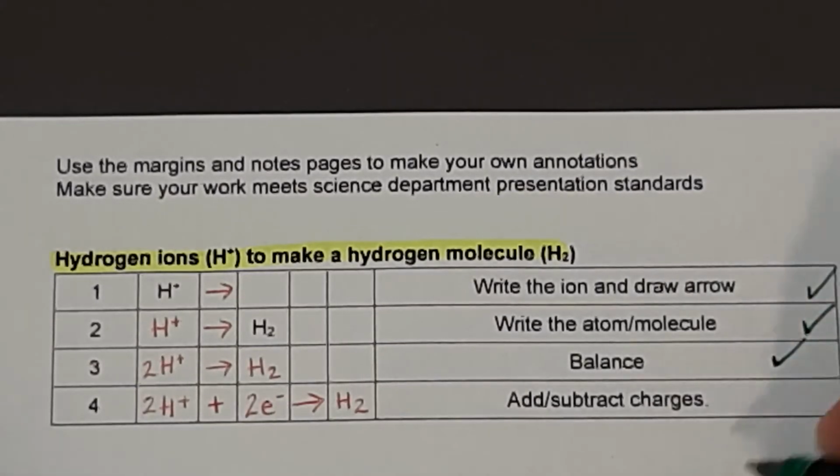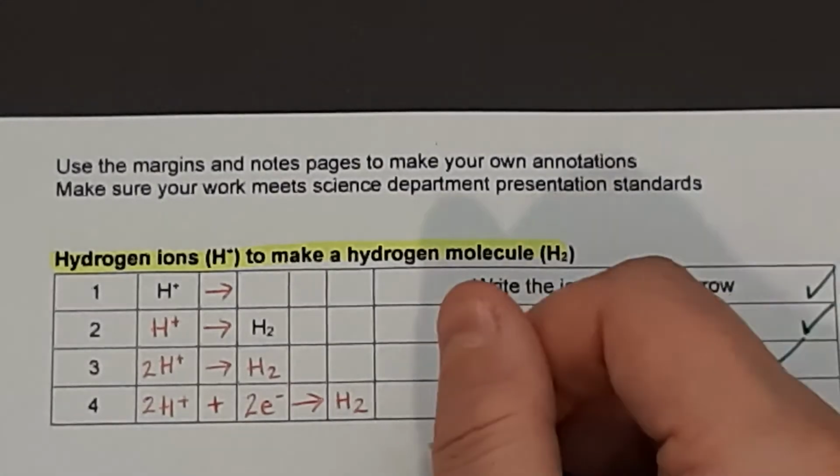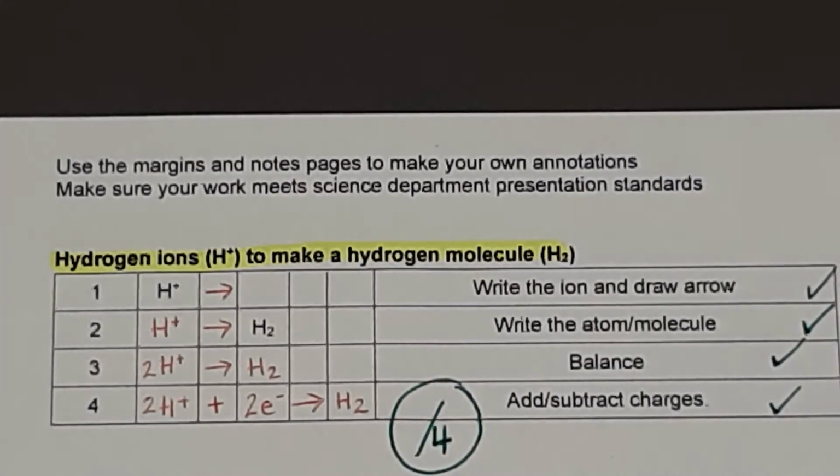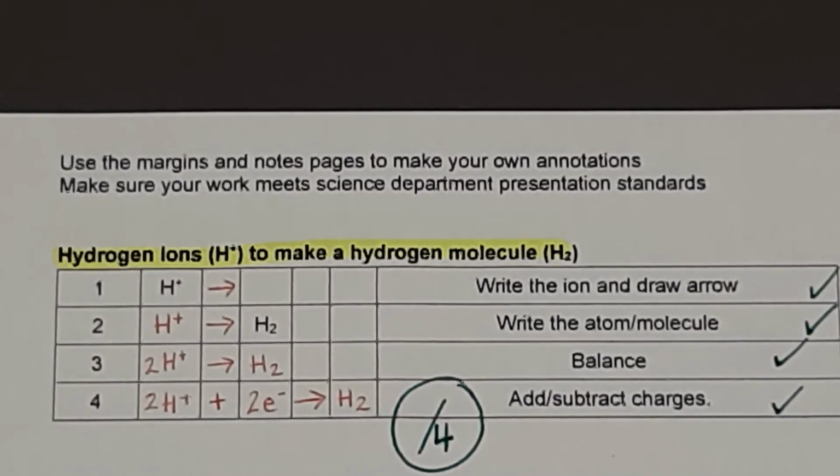There's our third mark. You'll need to then add or subtract charges, so 2H+ plus 2 electrons, because they're negative charge, you've got to add those together. So you've got to add 2 negative electrons to 2 positive hydrogen ions to get a neutral H2, and there's your fourth mark. So give yourself a mark out of 4, please. Okay, if you want to pause the video before we move on to the next one, you can. Otherwise, we will move on to copper.